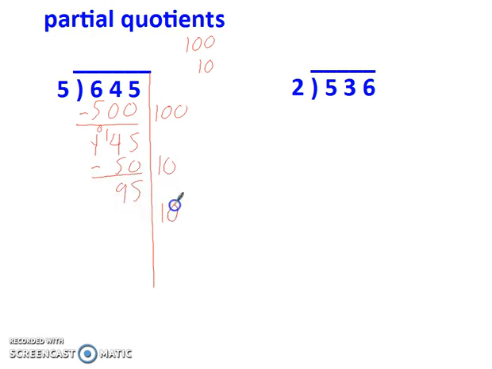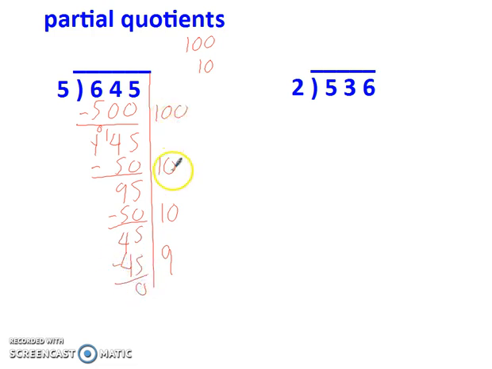Guess what? I could do the 10 again because I know that's 50. And now I'm at 45. How many 5s in 45? 5, 10, 15, 20, 25, 30, 35, 40, 45. Oh, that would be 9. 9 times 5 is 45. I subtract, there's nothing left.